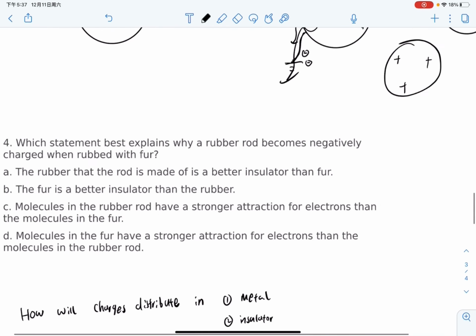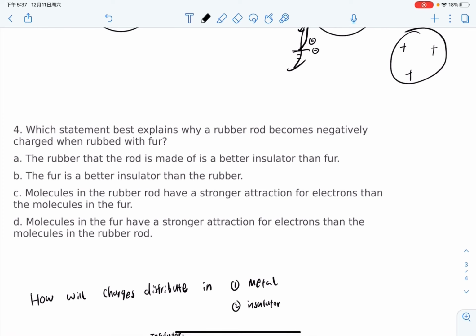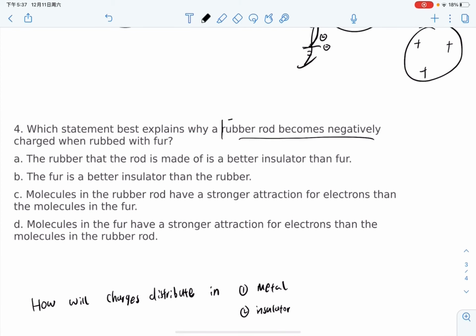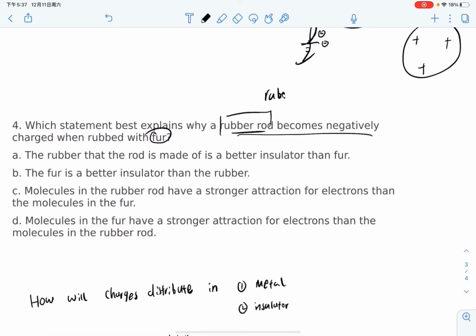And we're going to do electron affinity for this one. Which statement best explains why a rubber rod becomes negatively charged when rubbed with fur? Electron affinity means that materials like to attract electrons. In this case, you can see rubber likes electrons more than fur. So that means rubber is more... wait, let me see. Okay, so the answer is C.